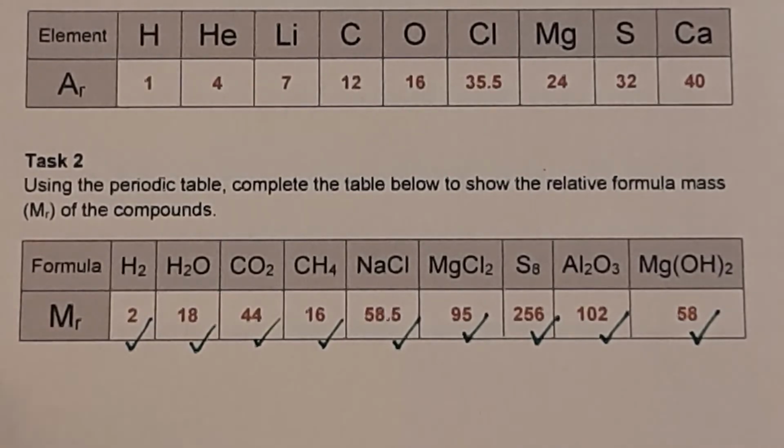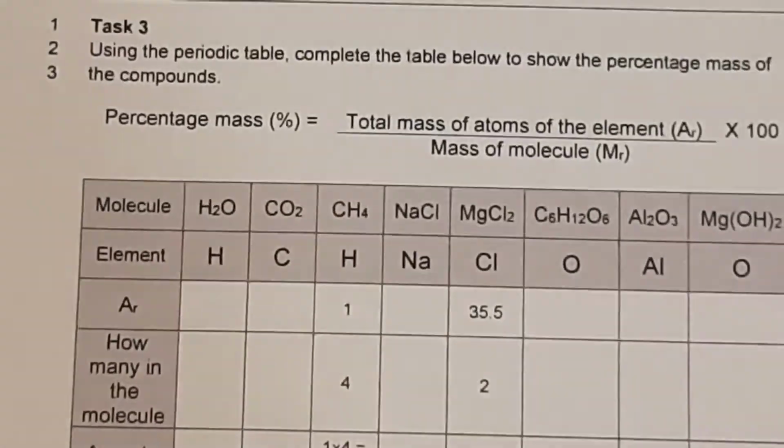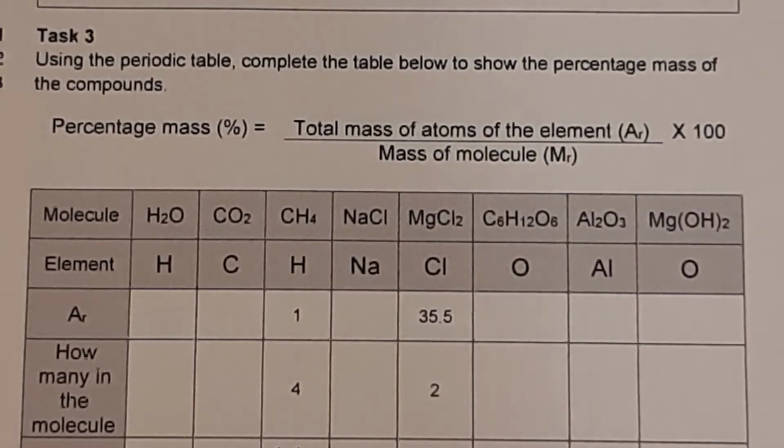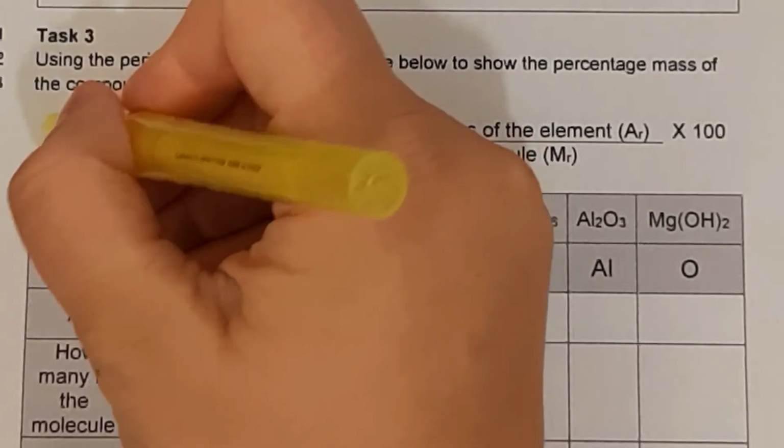Okay, so we're going to move on now to task 3. Using the periodic table, complete the table below to show the percentage mass of the compounds. Now, percentage mass is written here. Now, this equation is very important.